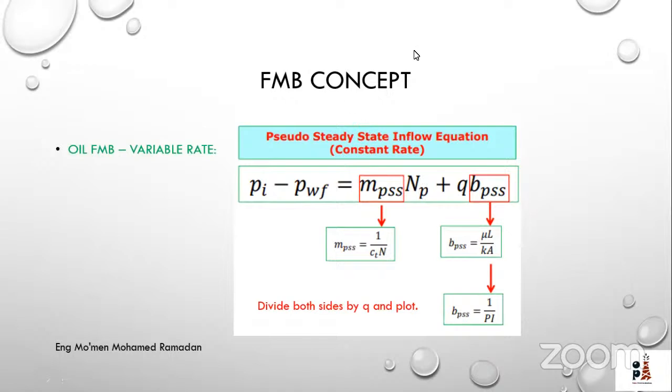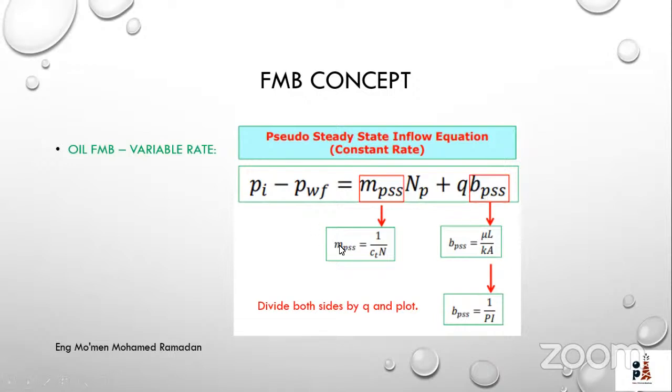So in the case of a constant rate, we have Pi, which is the initial reservoir pressure, minus Pwf, which is your bottom hole flowing pressure. It will equal m_PSS, where PSS is an abbreviation for pseudo steady state, guys, multiplied by Np, which is the cumulative oil production, plus q, your rate, multiplied by b_PSS.